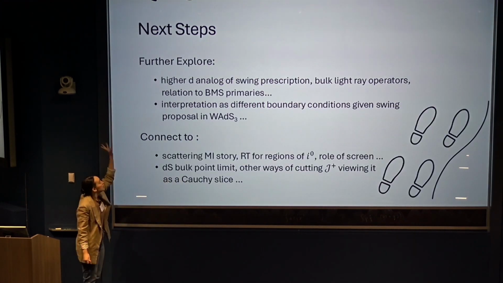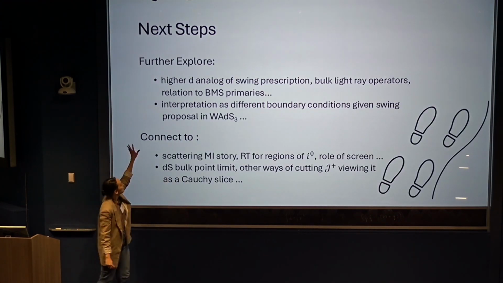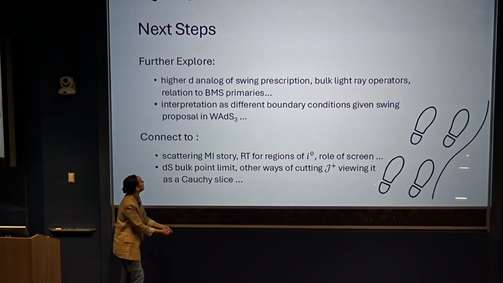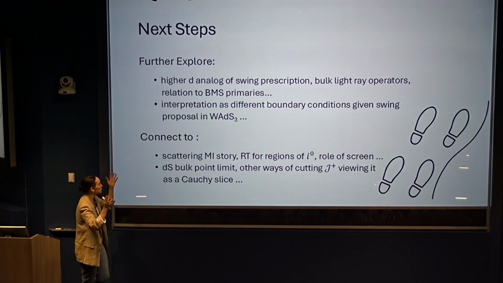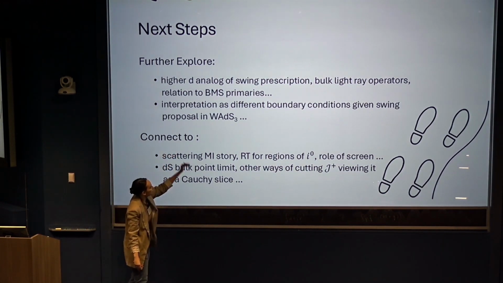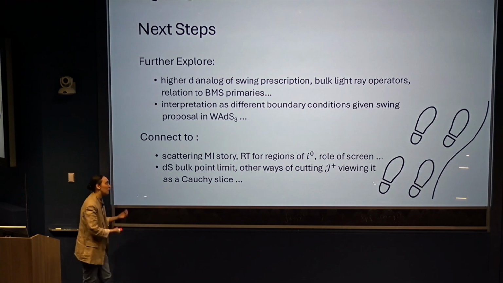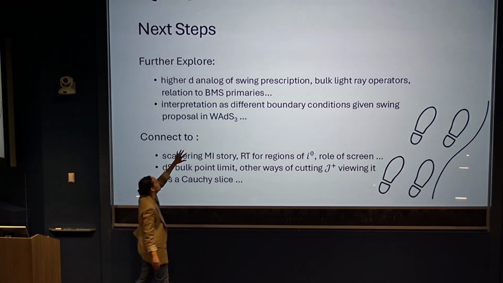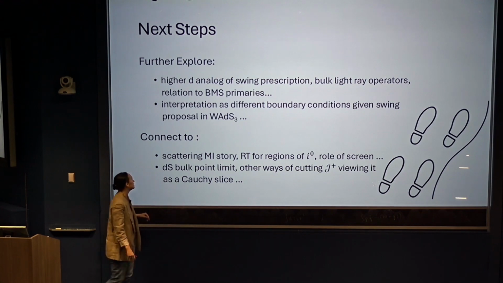And then the actual concrete next steps, if I wanted to flesh out the things in this talk: I can look at the higher D analog like Simple was asking about, both these bulk light ray operators, in addition to the swing prescription, the relation to BMS primaries, et cetera, interpretations of different boundary conditions. Do I want to uncover a different way to interpret that as an entanglement entropy again, given there's a swing proposal for warped AdS?